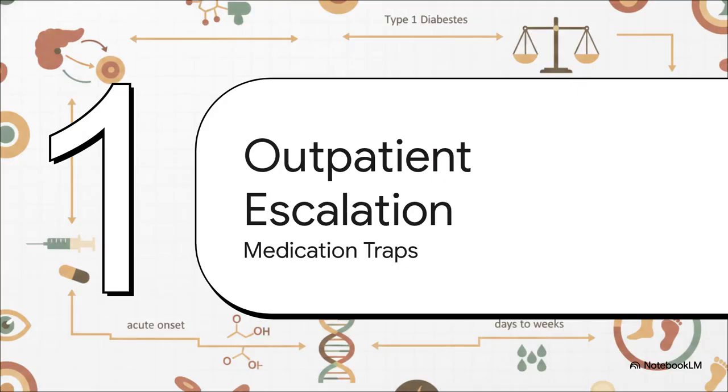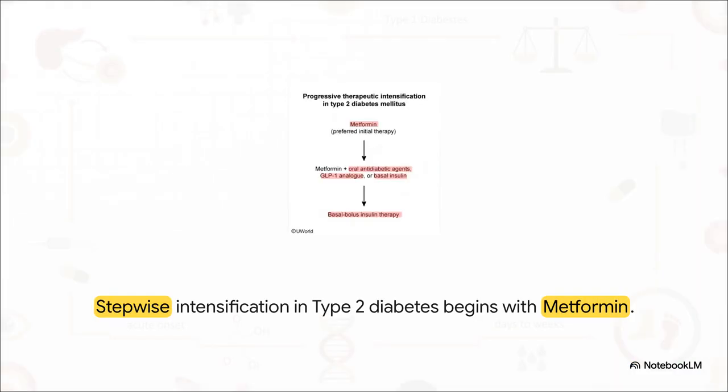Section 4. Outpatient escalation and medication traps. Progressive therapeutic intensification in type 2 diabetes is very logical. Metformin is your preferred initial therapy, unless there's a contraindication. The next best step is adding an SGLT2 inhibitor or a GLP-1 receptor agonist if the patient has cardiovascular disease, heart failure, chronic kidney disease, albuminuria, or if they would benefit from weight loss. If the A1C is still persistently high, you add basal insulin. And if their fasting glucose gets controlled but that A1C remains elevated, that's a sign of postprandial hyperglycemia, meaning it's time to add rapid-acting mealtime insulin.